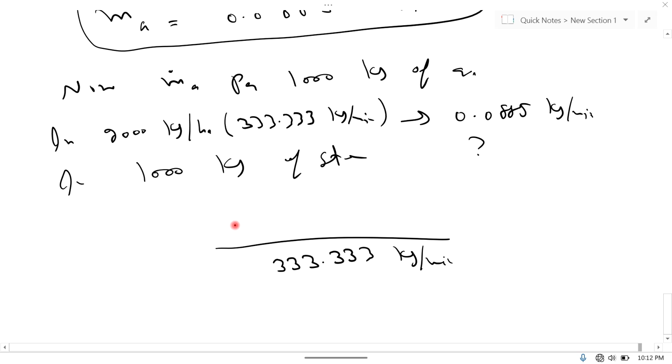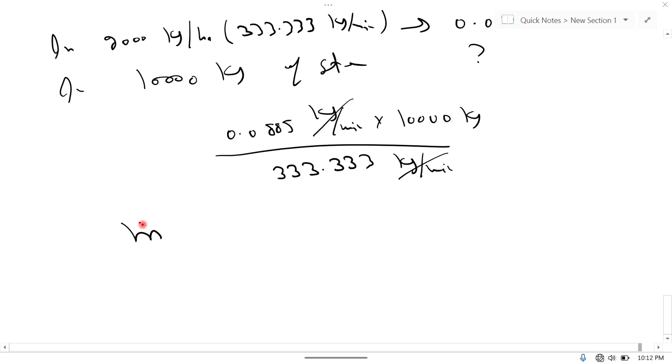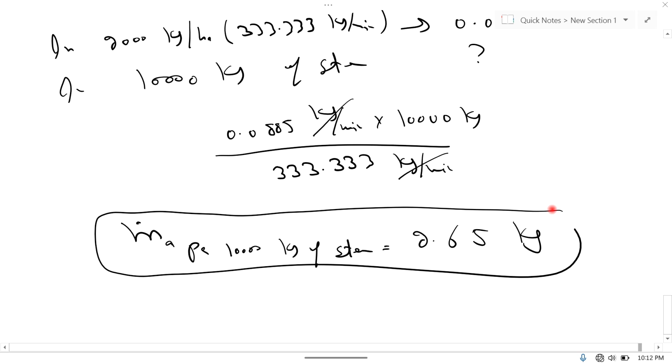The mass flow rate of air is 0.0885 kilogram per minute. So find this for 10,000 kilogram. This is not 1000, this is 10,000 kilogram. So kilogram per minute will be cancelled with kilogram per minute, and mass flow rate of air per 10,000 kilogram of steam is equal to, calculate this value, which is equal to 2.65 kilogram. This is the answer of part number 1.